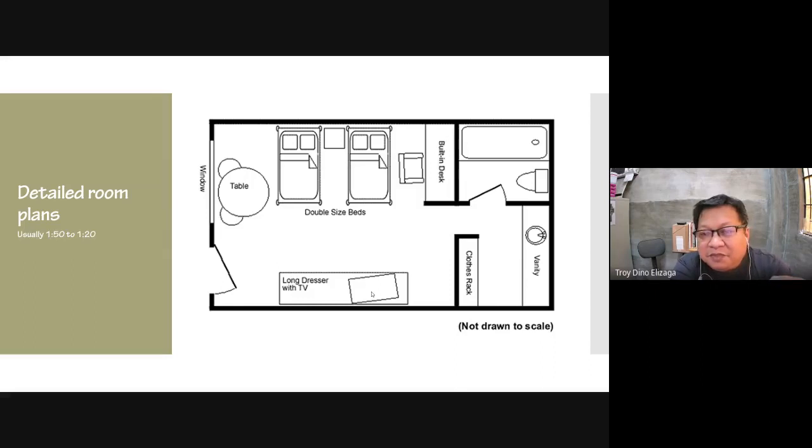So what I'm showing here is more of an architectural drawing. Therefore, the focus is more on the layout. Okay.